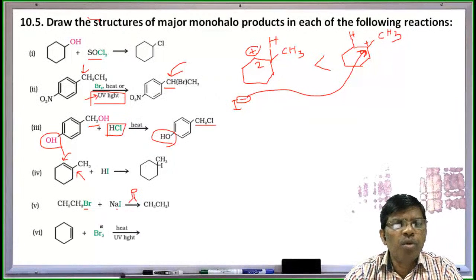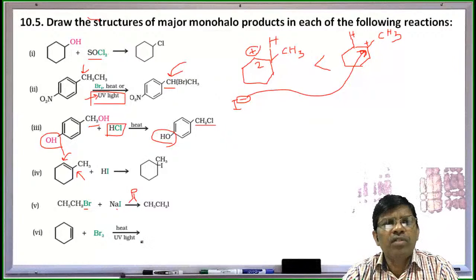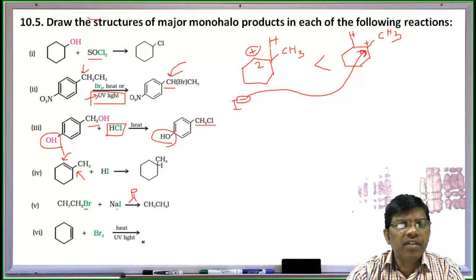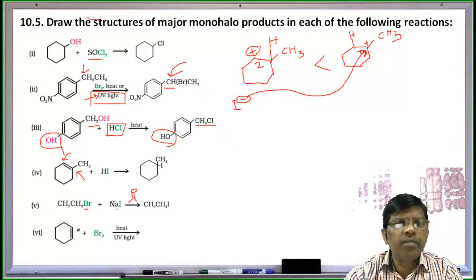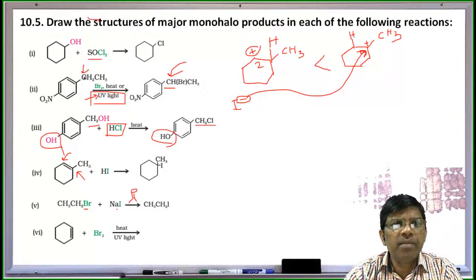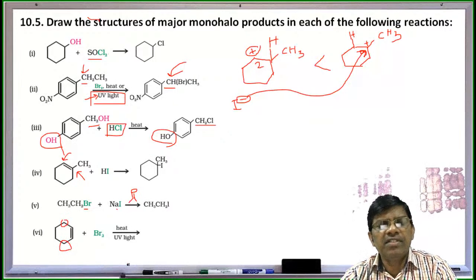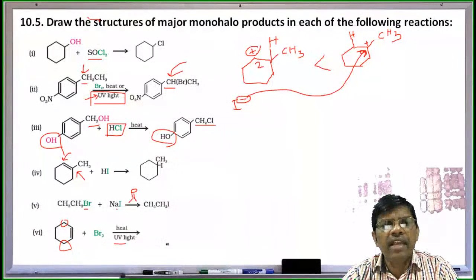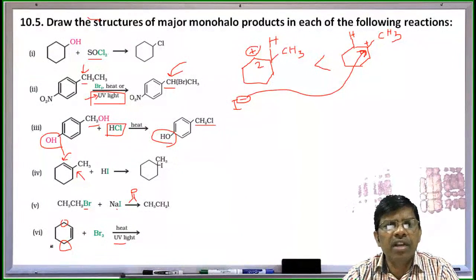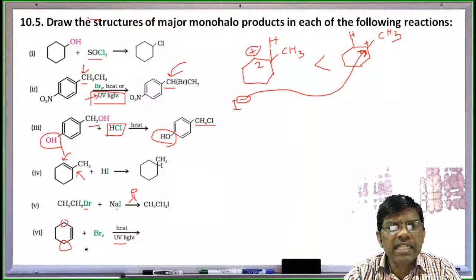Next, bromine, UV light. Now your knowledge of allylic bromination and benzylic bromination comes in. It is very similar. Benzylic bromination, and this is the allyl position, and this is also an allyl position. Yes, students. With UV light, it undergoes allylic substitution, not addition. For example, if I use bromine in CCl4, what happens?